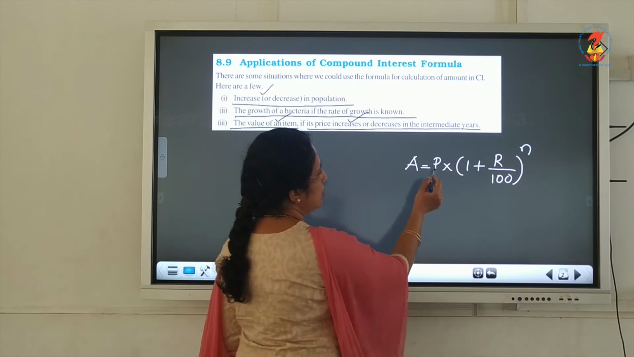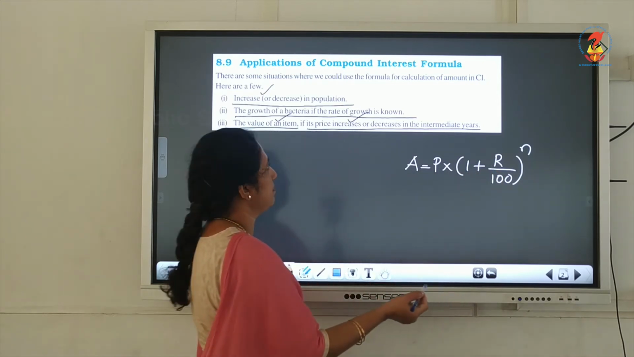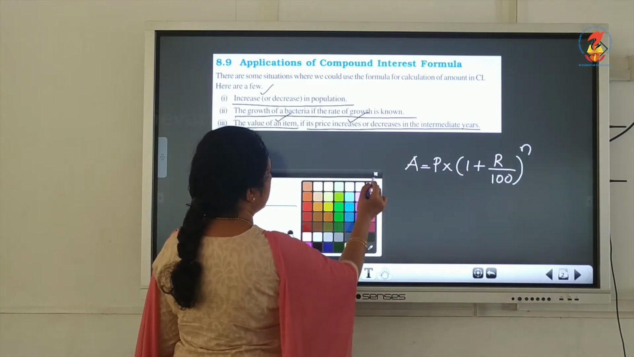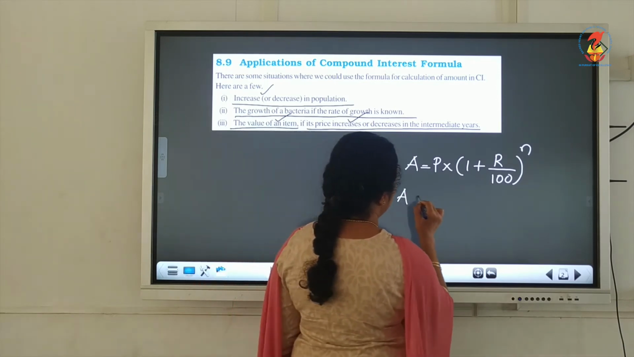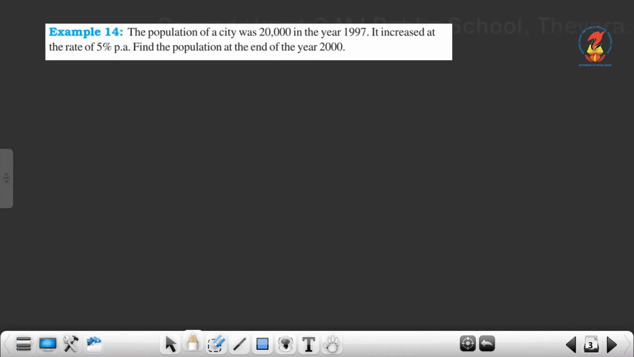P is the initial value, A is the value after certain years, and R is the rate. Now if a decrease occurs, we can apply the formula this way: A is equal to P into 1 minus R by 100 whole raised to N. Because the decrease occurs, there is a depreciation. Now we can consider some examples.